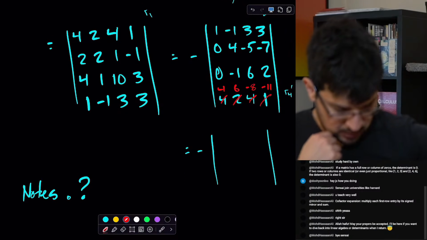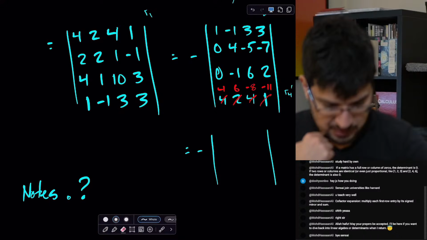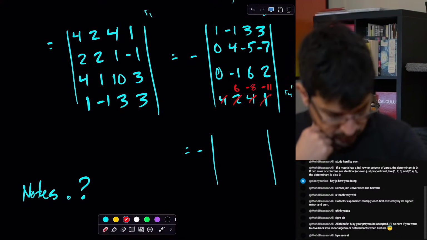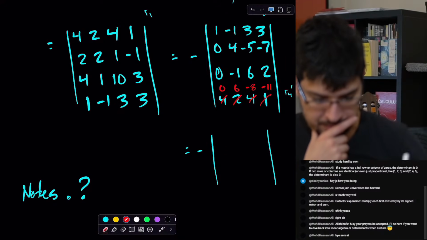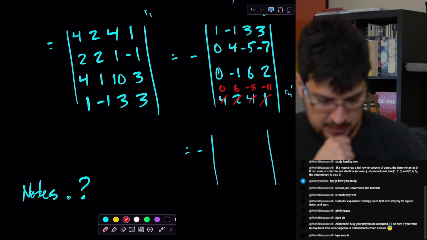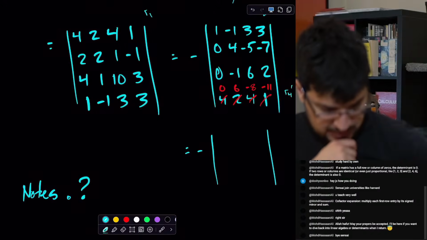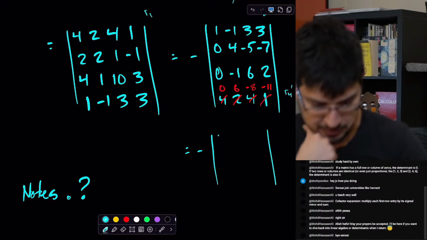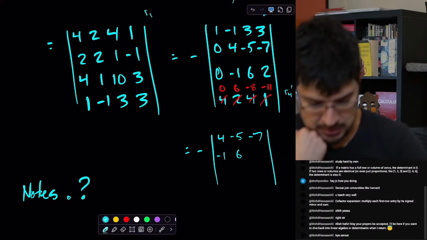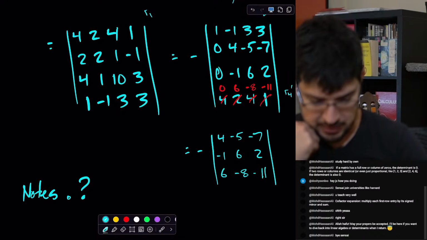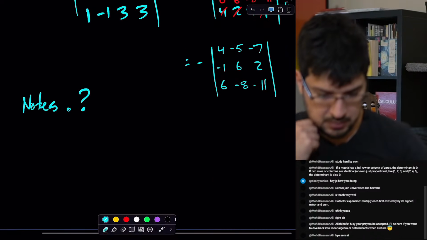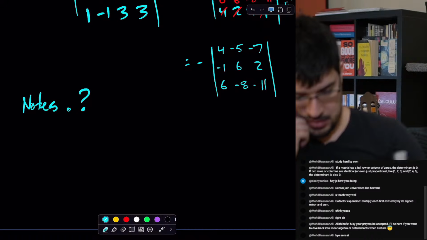Wait, what the heck did I... Oh, whoops, I forgot the point. Right here, 4 minus 4 should have been 0 right there. Okay. So this is the negative determinant of the 3 by 3 matrix: 4, negative 5, negative 7, negative 1, 6, 2, 6, negative 8, negative 11. Okay.